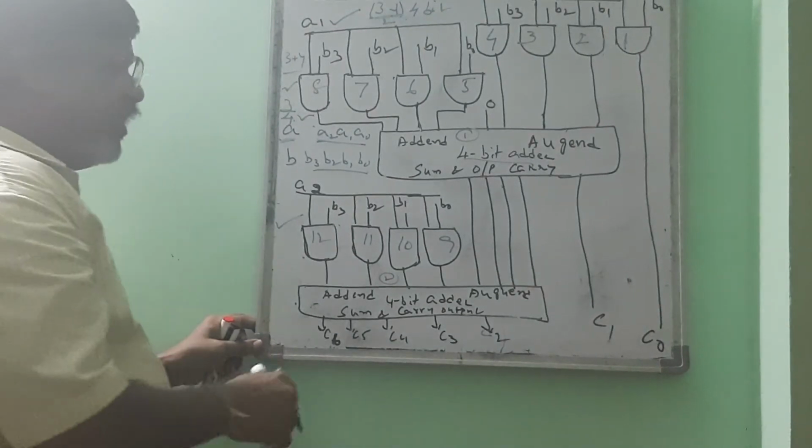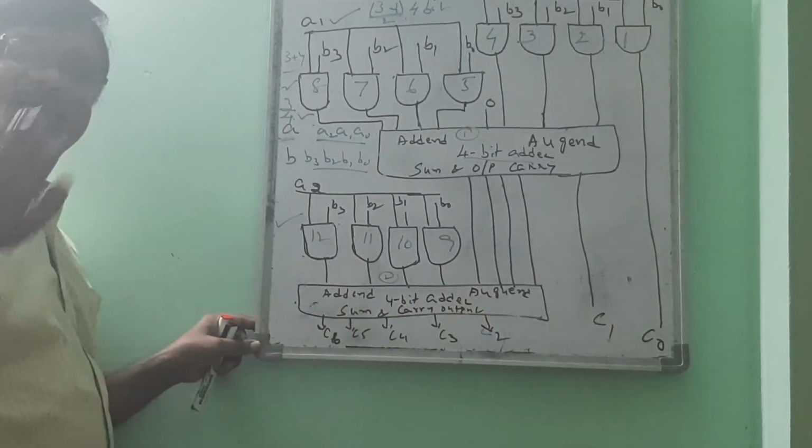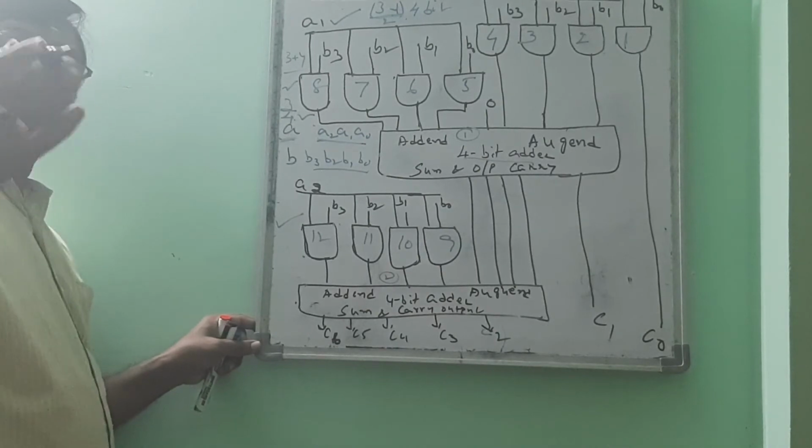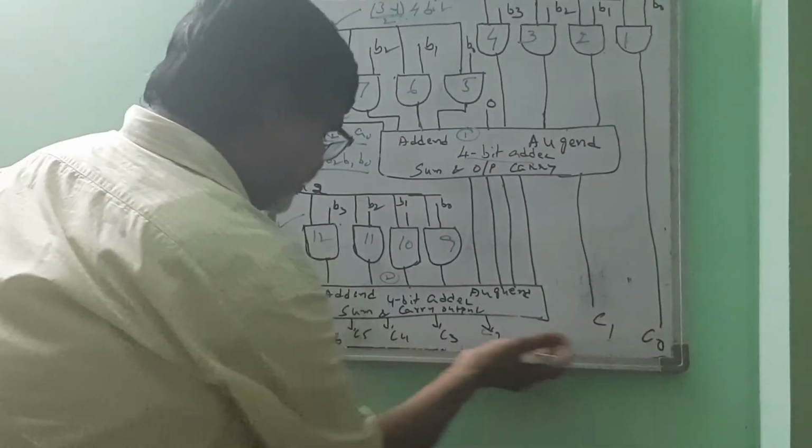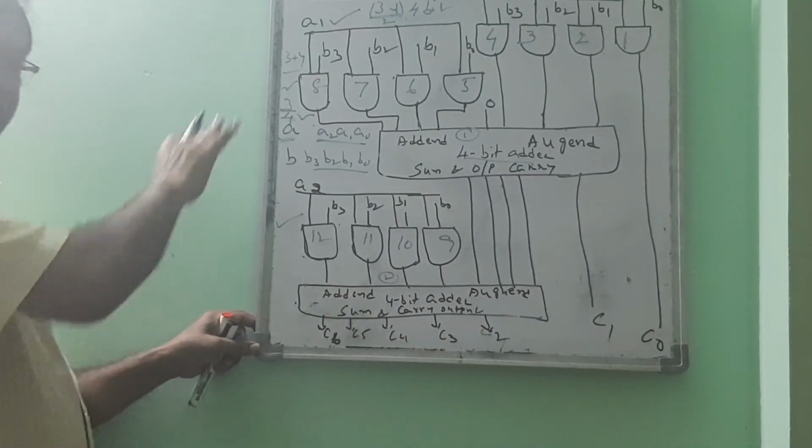Fine. Then the product will be J plus K bits, means 3 plus 4 bits. Totally 7 bits is the result. And how is it going to work out?